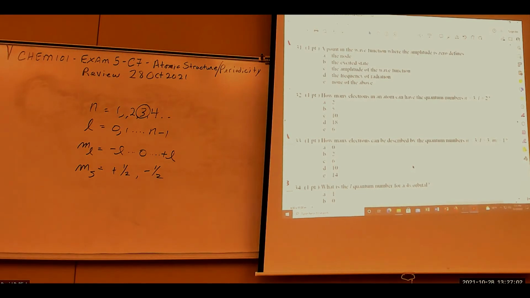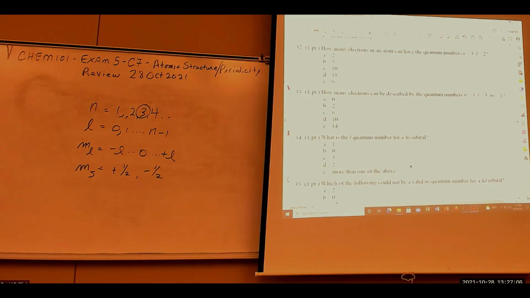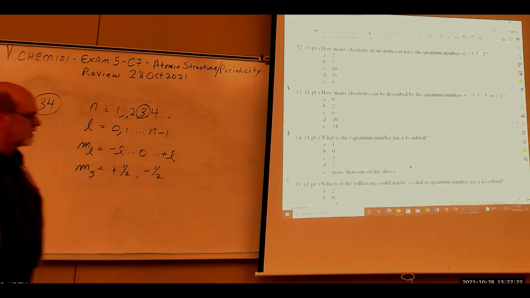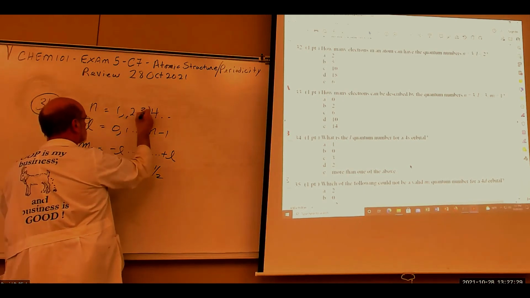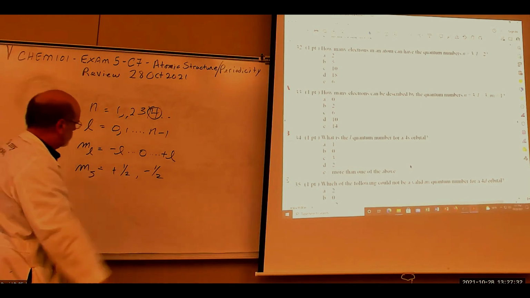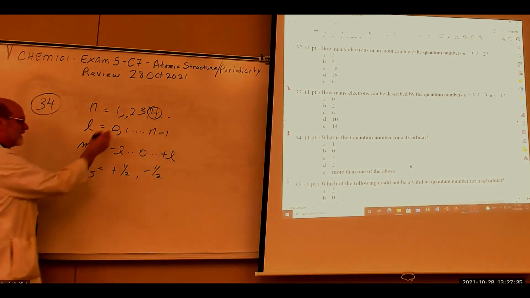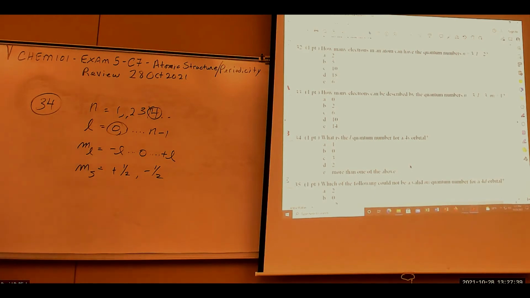34, yeah, we need to look at 34. What is the L quantum number for a 4s? The L quantum number for 4s orbital. 4, right? 4. Oh, it's the same quantum number for every s, right? 0. I was overthinking that one. It's a good way to give your brain whiplash. That's why the answer is B. It's 0. It's always 0. All s's are zeros.